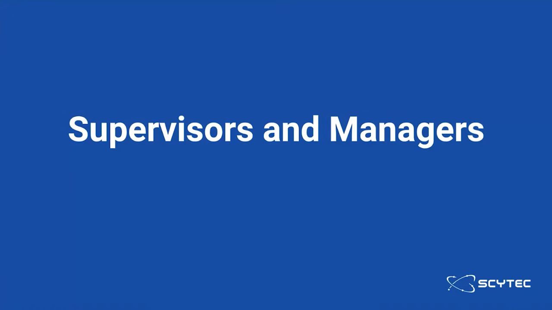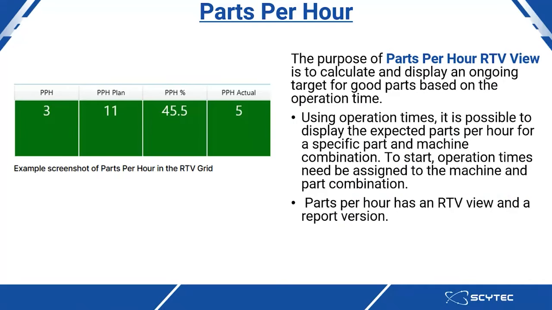So next up, I'm going to be discussing how certain features in Scytec DataXchange are good for supervisors and managers to use. What I'd like to start off with first is the parts per hour RTV view, and that is to calculate and display an ongoing target for good parts based on the operation time. Using operation time, it is possible to display the expected parts per hour for a specific part and machine combination. To start, operation times need to be assigned to the machine and part combination. Parts per hour has an RTV view as well as a report version that you can download.